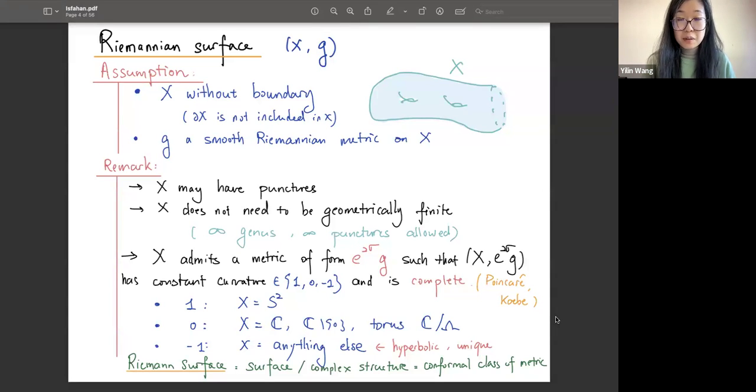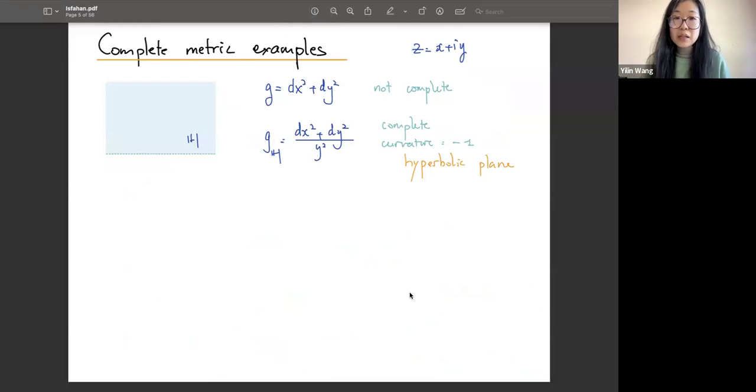Okay. These are all classical results about the geometry of Riemann surfaces. Let me give you some examples. Say this upper half plane, the half plane which is above the real line. You can put the Euclidean metric on it, dx squared plus dy squared, but for this metric, it is not complete. You can take a Cauchy sequence for the Euclidean metric converging to the boundary, but the boundary is not included in my surface. So this is not complete.